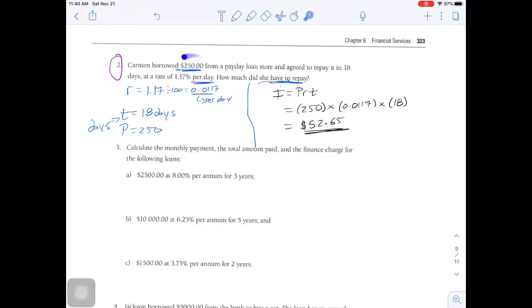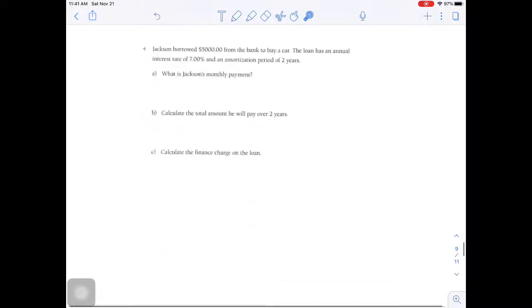Now remember, this is not how much she has to repay. She has to repay what she took out and then the interest added on. So she'll have to repay $250 plus $52.65. So she's going to have to give up $302.65. And that's what she's going to have to repay. So only after 18 days, this accumulated an extra $52, which does kind of suck.